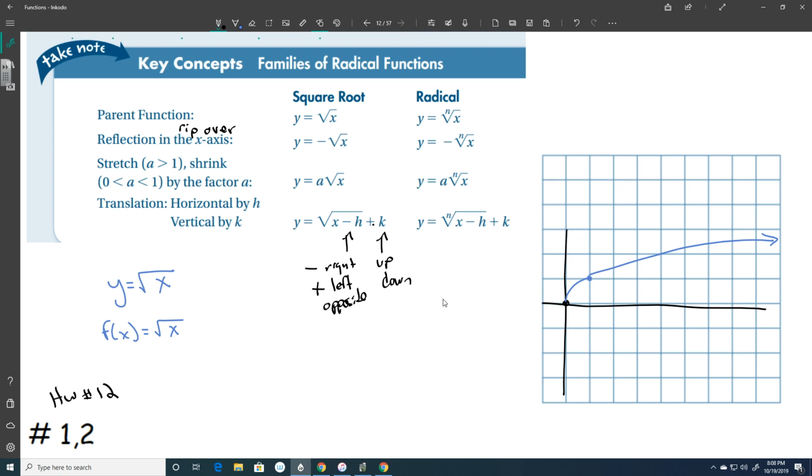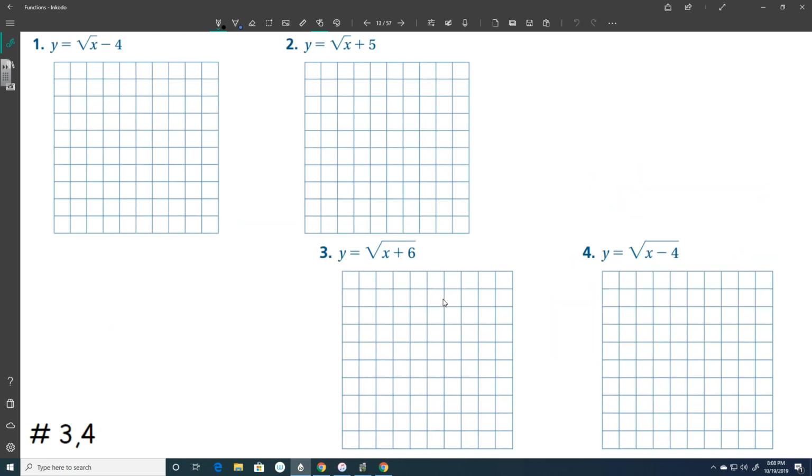All right, guys, moving on here. We're just going to try this a little bit. We're going to take our picture and we're going to shift it. So on all of these, I'm going to use this middle.